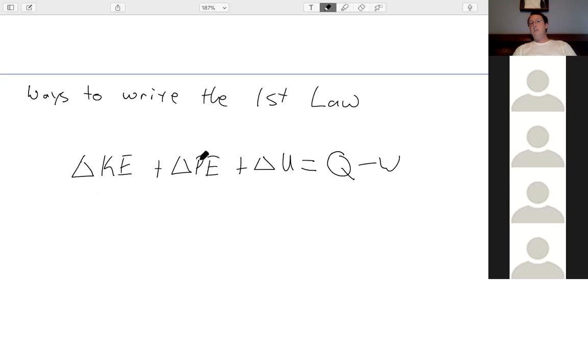And similarly, potential energy is mgh. That's extensive. Internal energy is the energy inside the volume in all the little molecules you can't see anymore. That's going to be extensive as well because it scales with the number of particles or the amount of mass. Heat is going to be extensive as well, and work is going to be extensive. These are all extensive quantities. So this is the extensive way to write it.